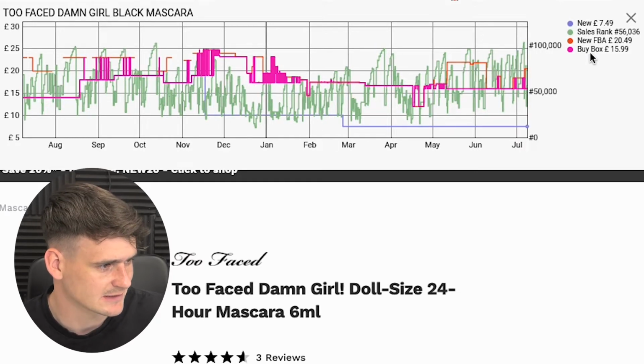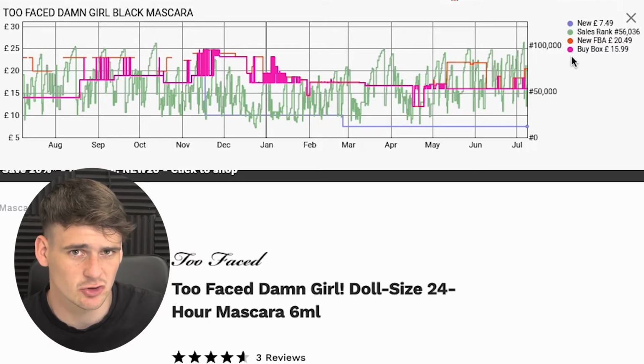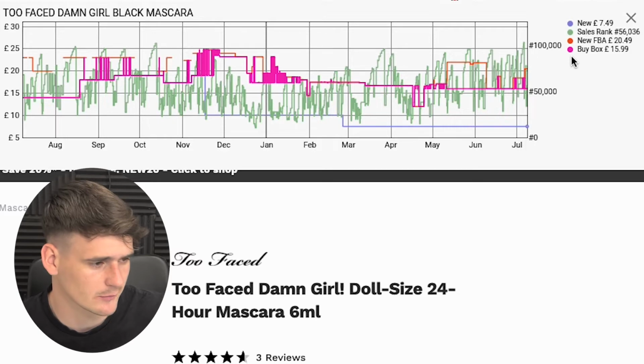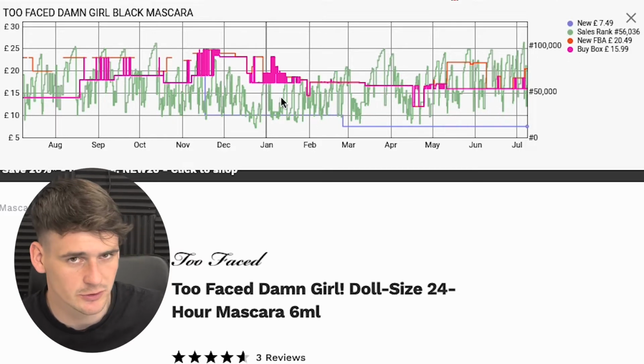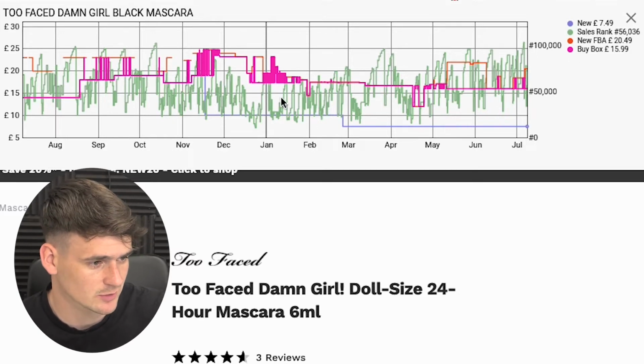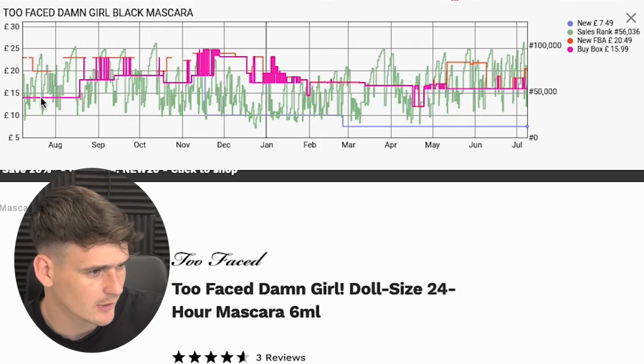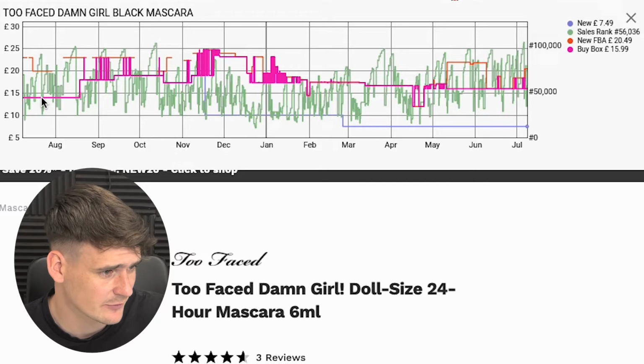The next thing we're looking at is this pink buy box line, and we're using this to minimize our risk of getting undercut. So we want to try and work out the average price over the last year or so, because what you will see, and what I'll show you later on, is that there are lots of products which might be expensive now, but they've been a lot cheaper in the past. We can see that over the last year, this probably has averaged around £15.